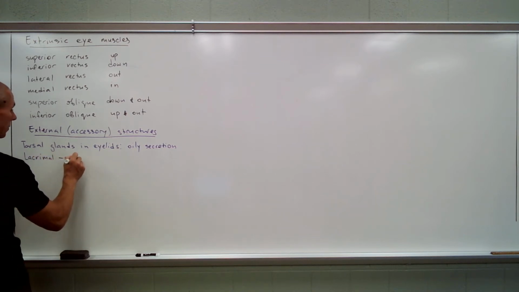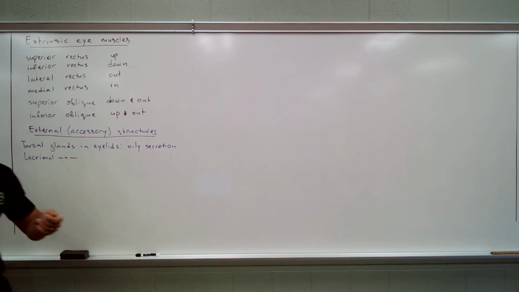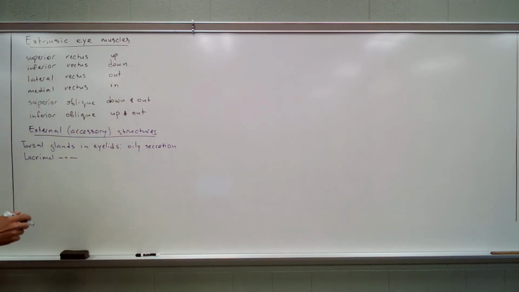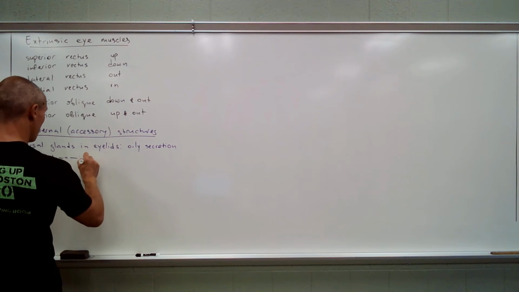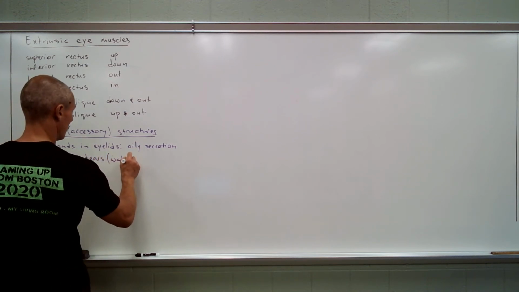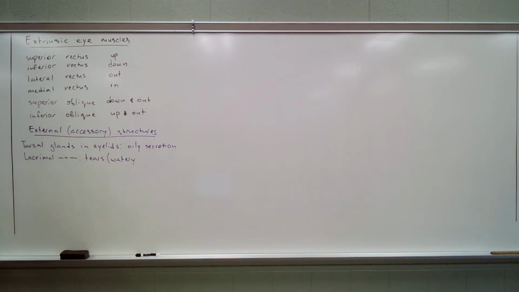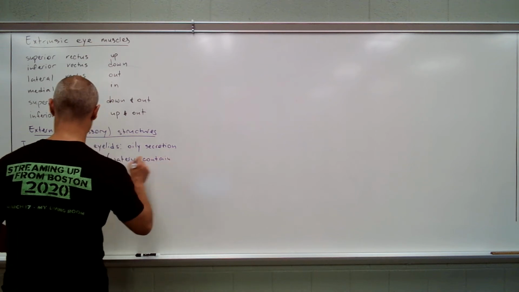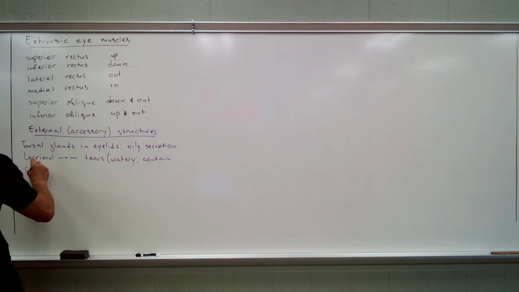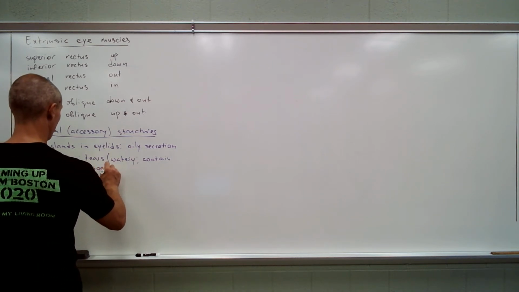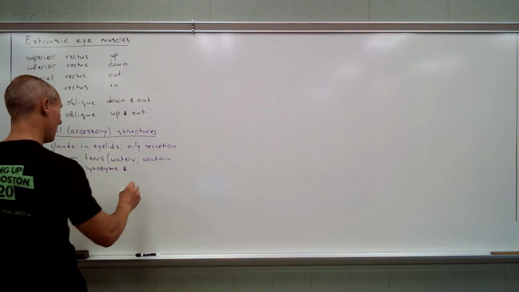Lacrimal glands are located here. You can see it in the pictures. So they produce tears. As you know, they're watery, and they contain antibacterial lysozyme and immunoglobulin A.